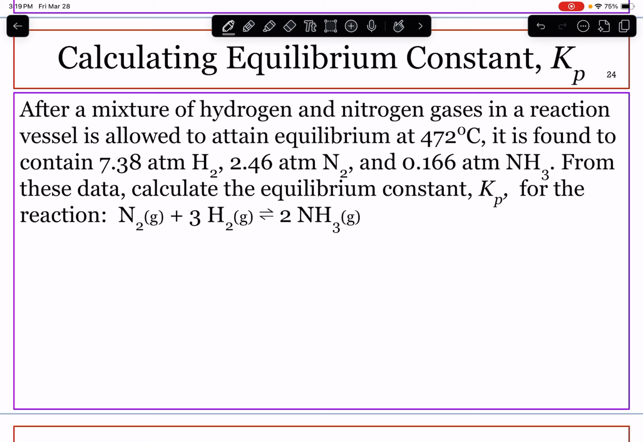K sub P is still products over reactants. We're just going to use the curved parentheses. So pressure of NH3 squared because of the coefficient, pressure of nitrogen, and pressure of hydrogen cubed. Plug in these values and see if you can solve for the equilibrium constant Kp.